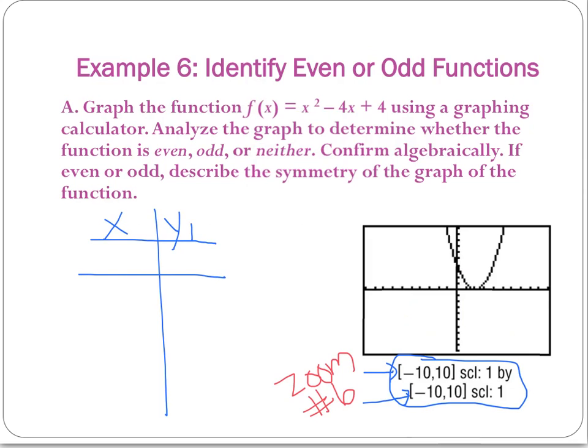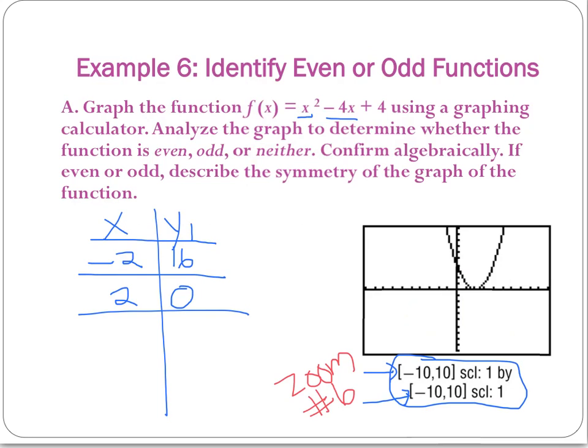If I look at negative 2, I would get positive 4, positive 8, 8 and 12, or 8 plus 4 is 12, 12 plus 4 is 16. And for positive 2, you might get something like 2 squared is 4, 4 minus 8 is negative 4, plus 4 is 0.